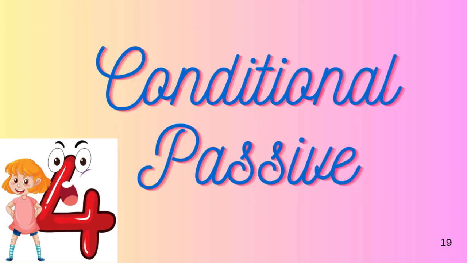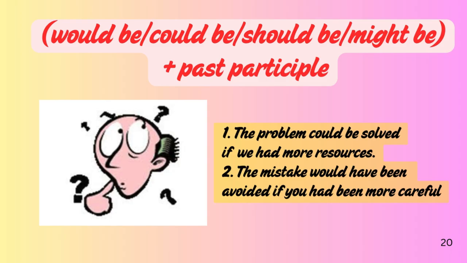How about conditional passive? Used to express a hypothetical or possible action in the future or in a hypothetical situation. How about the structure? Conditional auxiliary verb, would be, could be, should be, might be. After that, the past participle of the main verb. For instance, the problem could be solved if we had more resources. Or the mistake would have been avoided if you had been more careful.